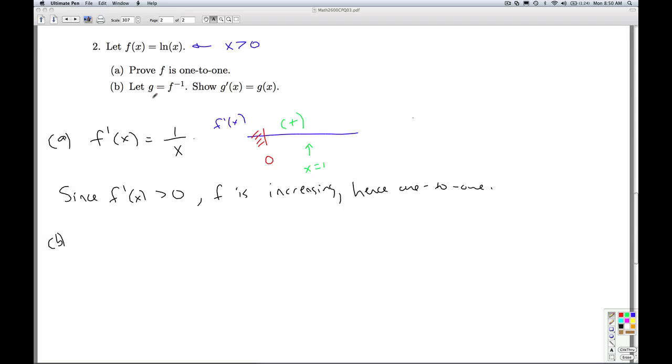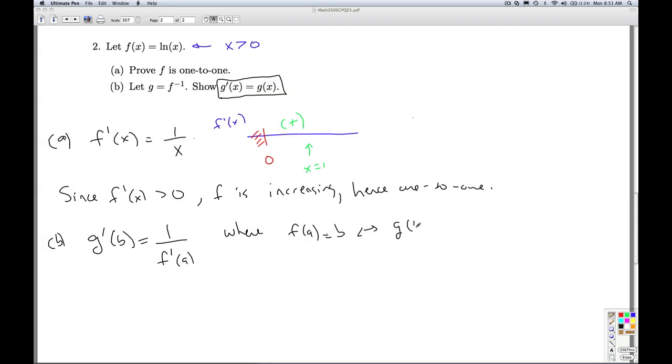Now I move on to part B. Let g equal f inverse of x. Show this remarkable property: g prime of x equals g of x. All right, so how do we figure that out? Well, we know from class g prime of b is 1 over f prime of a, provided f prime of a isn't 0, where f of a equals b, which is equivalent to g of b equals a.